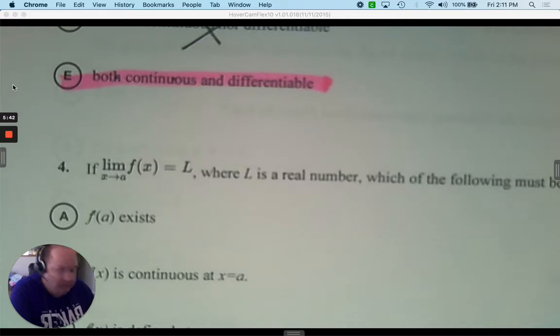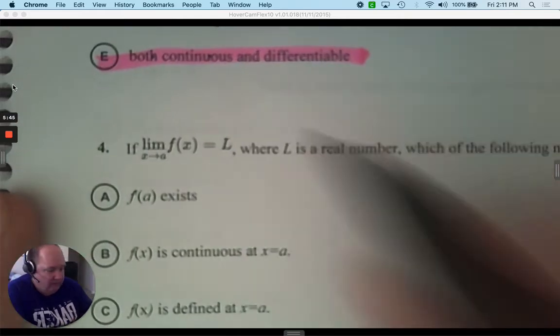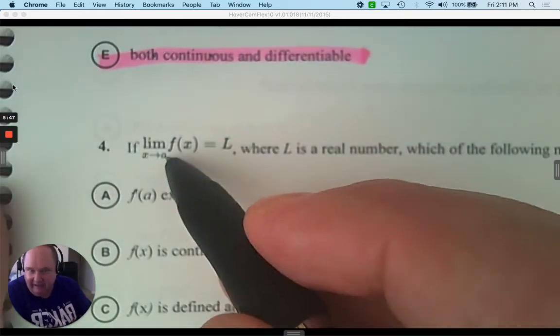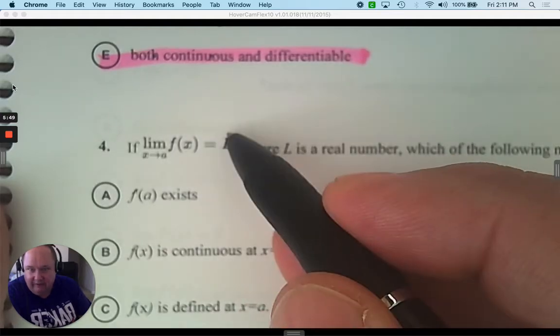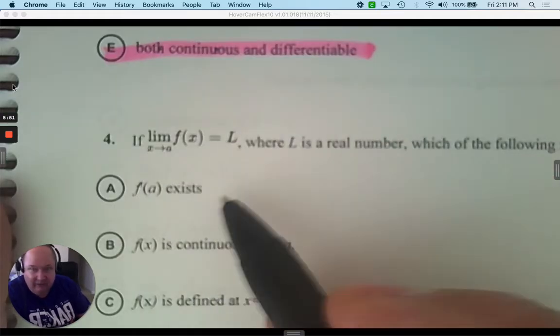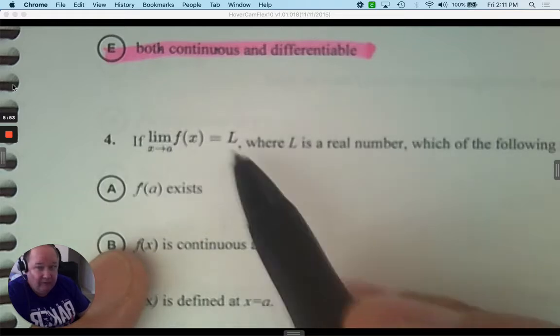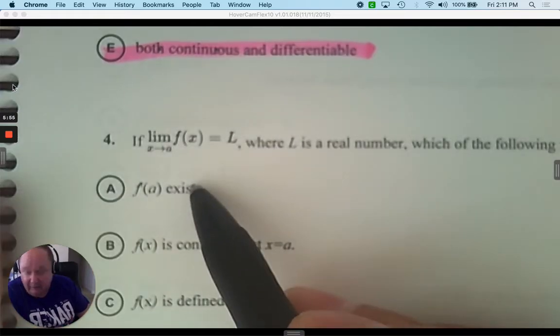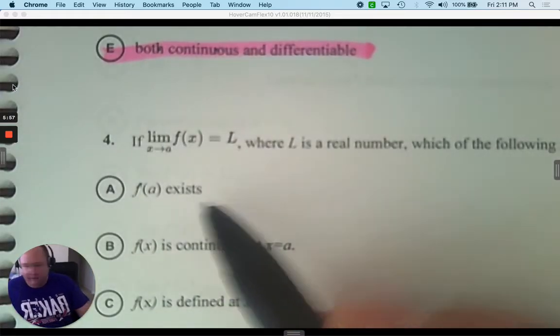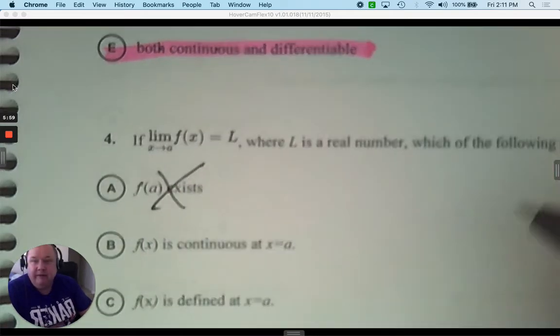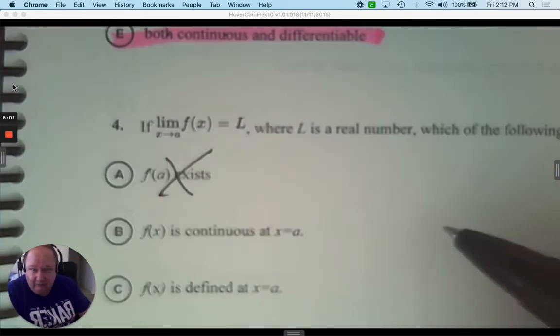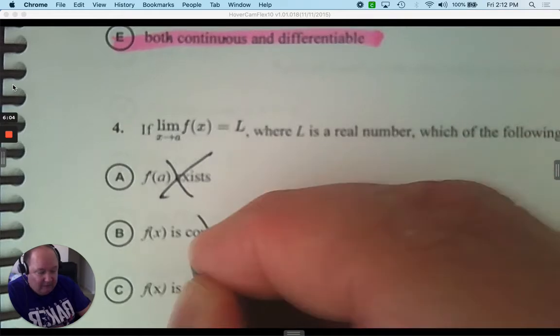Which of the following must be true? As x approaches a, you have an answer, which is L. So f at a exists. That does not need to be true. The limit can approach a value, but when you get there, it doesn't have to mean that it exists. It means that f at x is continuous if the limit exists. Nope. It does not need to be continuous.